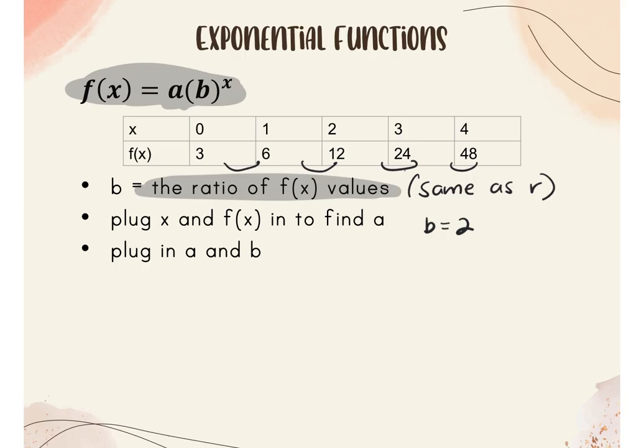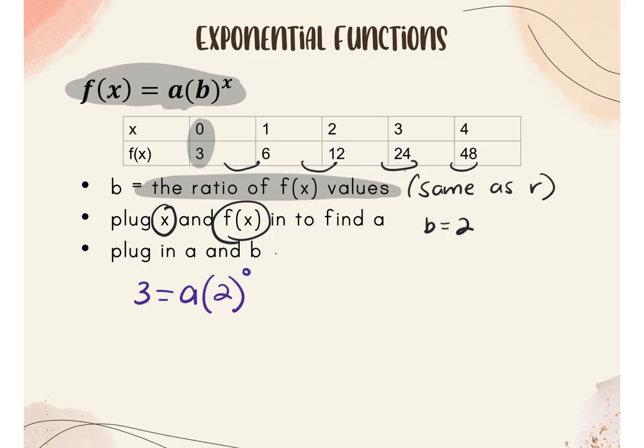And then you'll plug in x and f of x. Now you've got lots of options. You can plug in any of these points. Let's say we grab that first one, x is 0 and f of x is 3, and we plug it in. The f of x would be 3. The a is our unknown. The b is 2. And my x this time is 0.